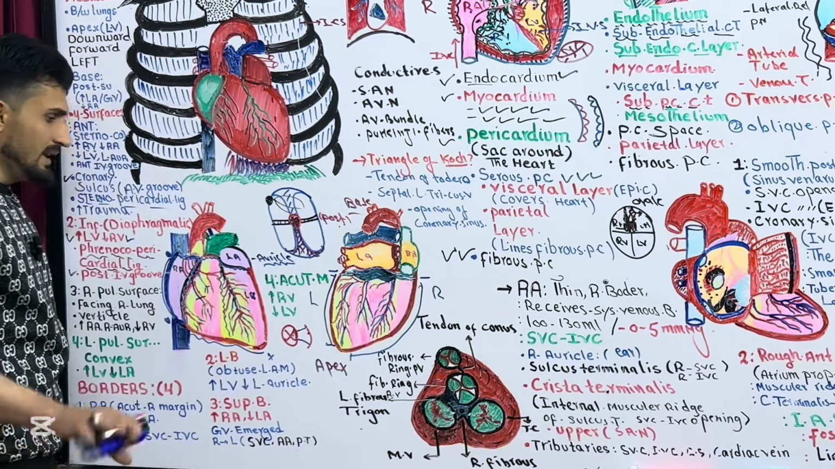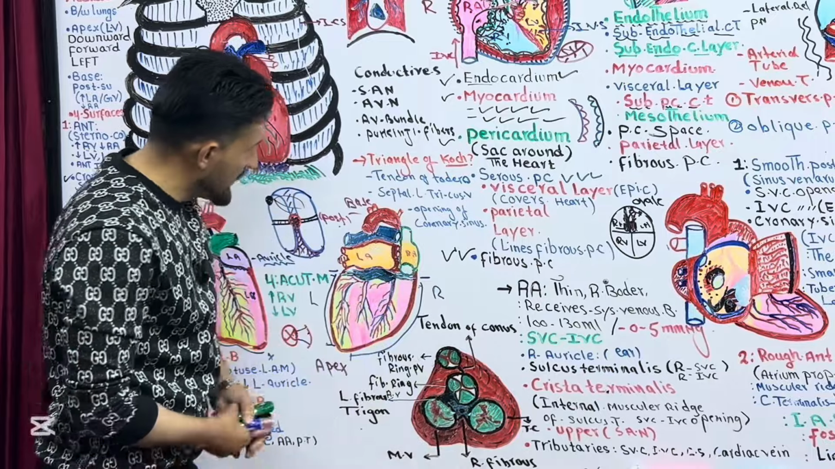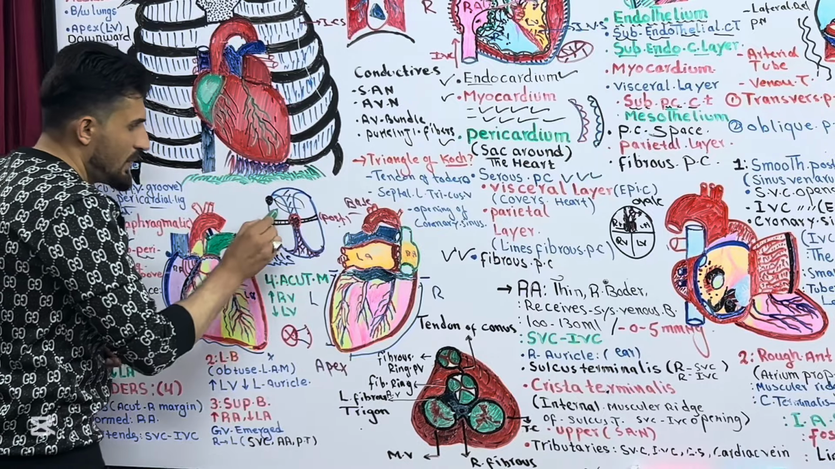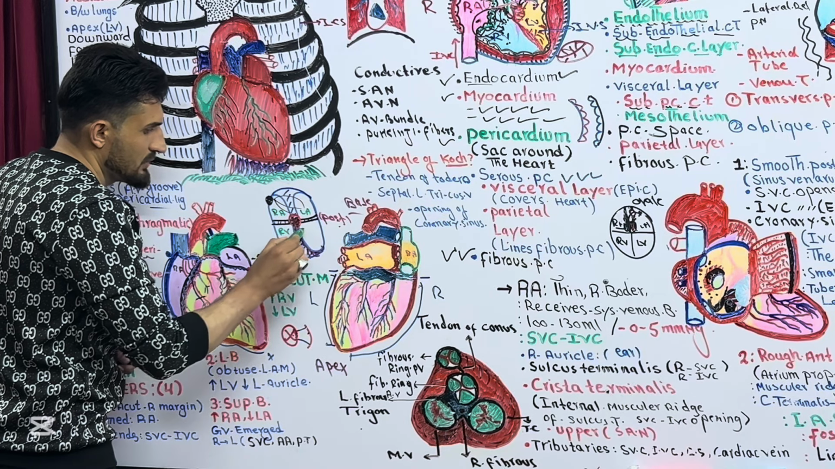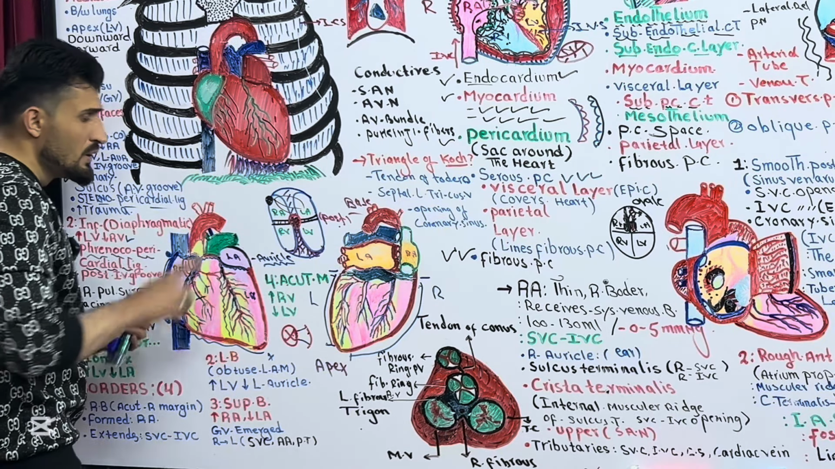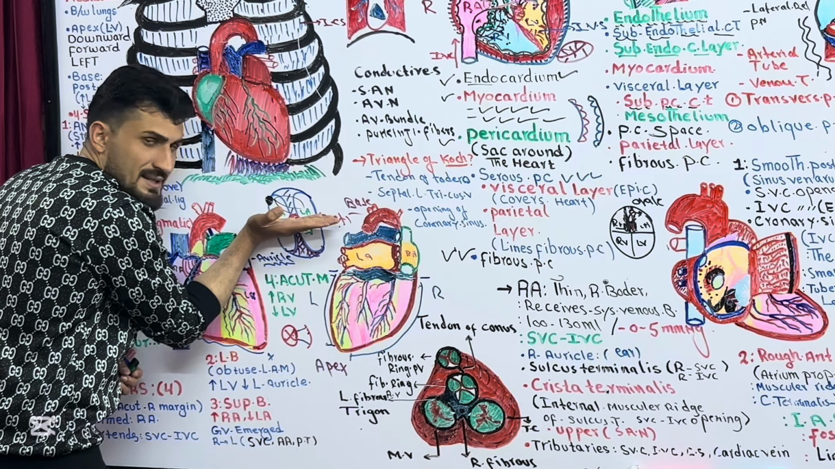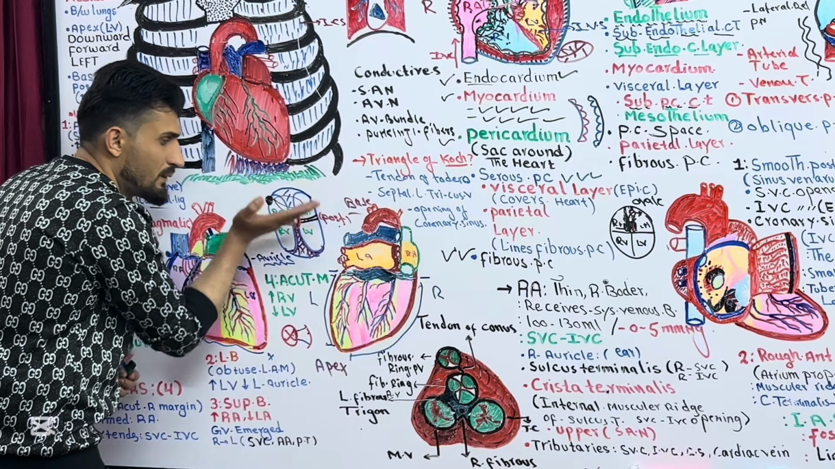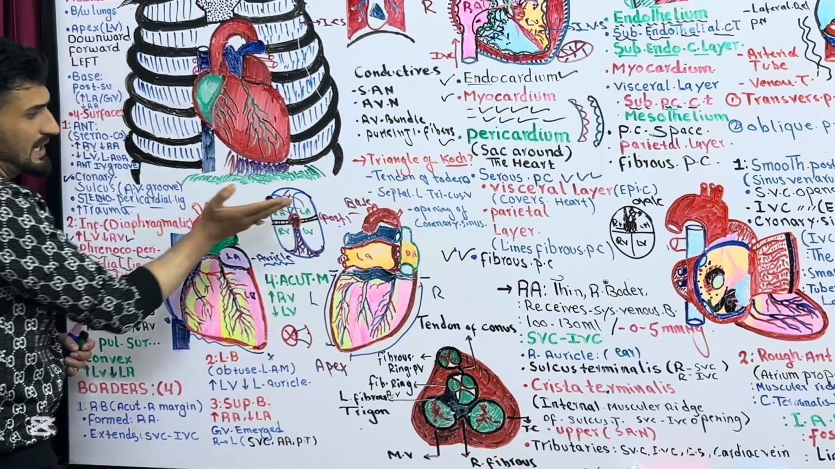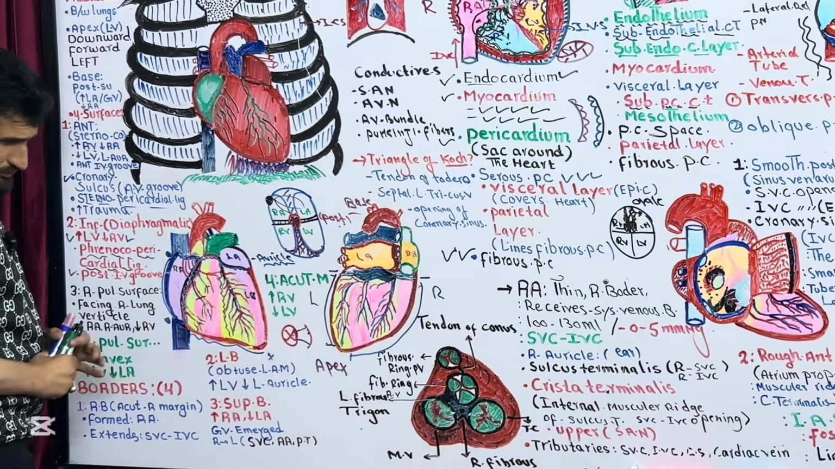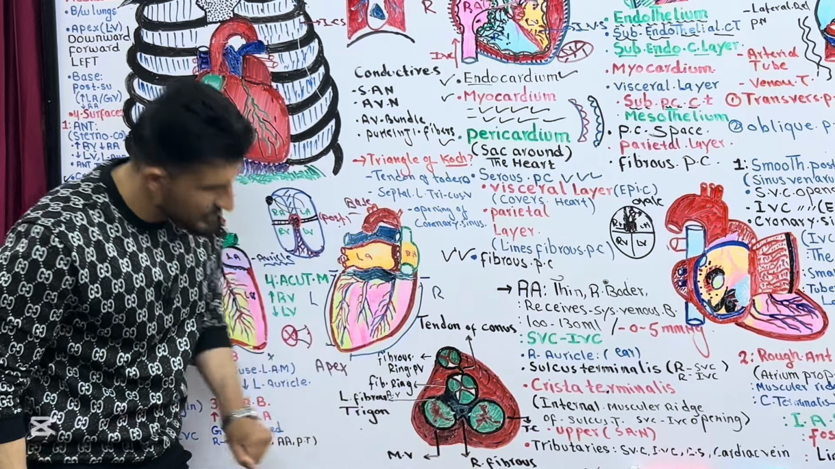Now, let me explain it easily. For the fibrous skeleton of the heart, for example, this is the right atrium, this is the left atrium, this is the right ventricle, this is the left ventricle. First of all, this fibrous skeleton of the heart separates the atria from the ventricles. Before I mention its functions, let me explain its basic structure.